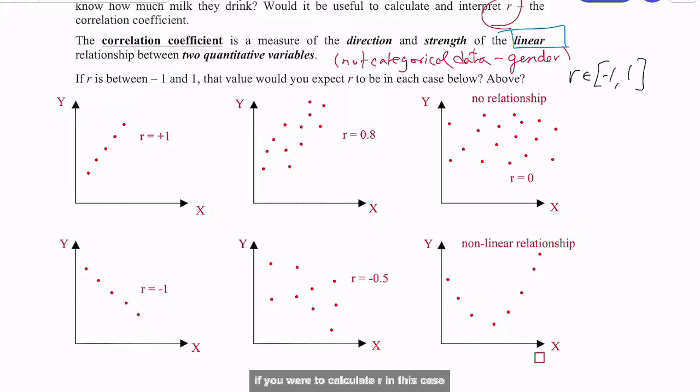If you were to calculate R in this case, does anybody know what you would get? You shouldn't interpret it, but what would R be here? So I'm going to get back to that question in a second. I want to show you what R does, and then we're going to talk about the formula for R, which you need to know.